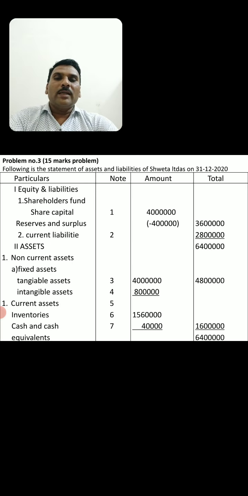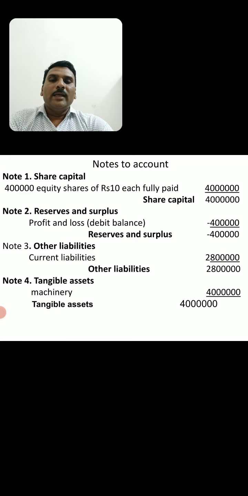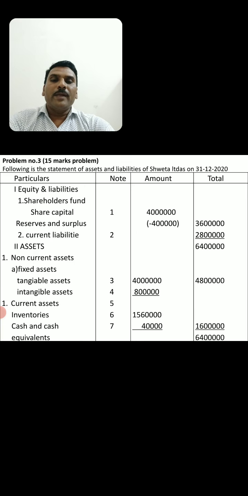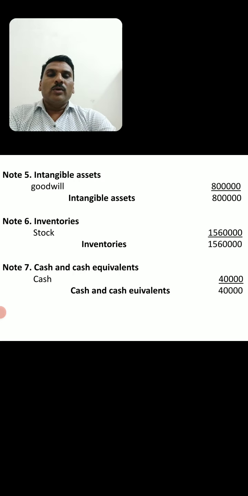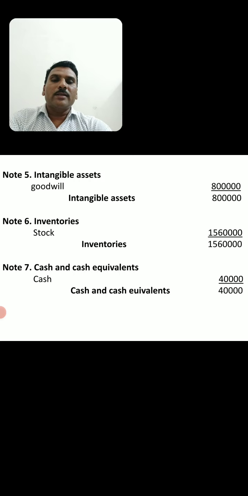Now the total liabilities are 64 lakh: 36 lakh share capital and reserves and surplus, and current liabilities 28 lakh. So the total is 64 lakh. When it comes to assets, the fixed assets include tangible assets. As per note 3, tangible assets include machinery of rupees 40 lakh. And intangible assets, as per note 5, is goodwill, rupees 8 lakh. Note 6 tells about the inventories, that is stock 15,60,000, and cash account is 40,000.